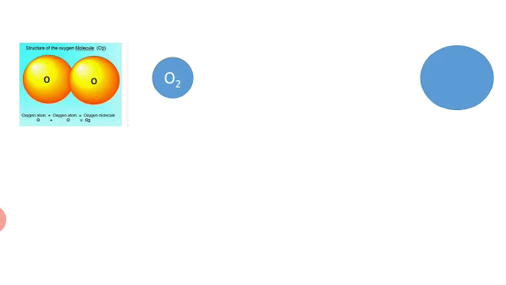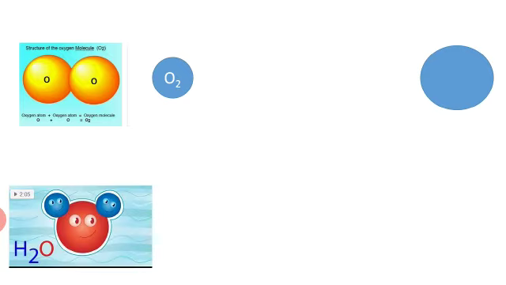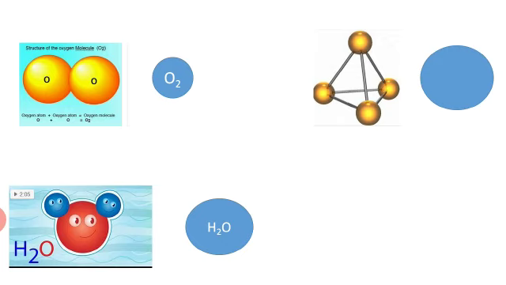Atomicity means what, students? 2. Because it is the total number of atoms present in one molecule. 2 oxygen atoms combined together, so the atomicity is 2. This is a water molecule. Here, 2 hydrogen atoms and 1 oxygen atom. So, atomicity is 3.